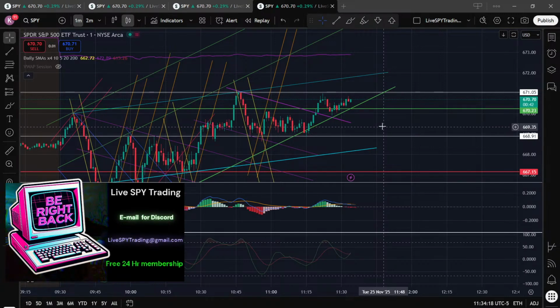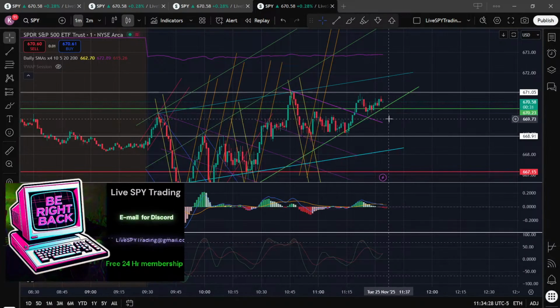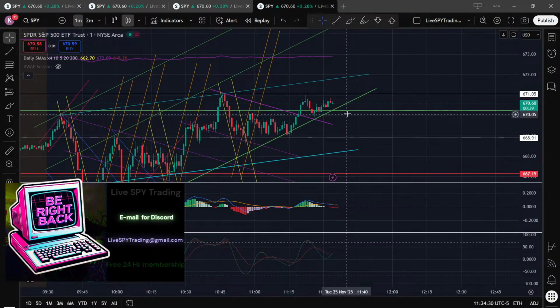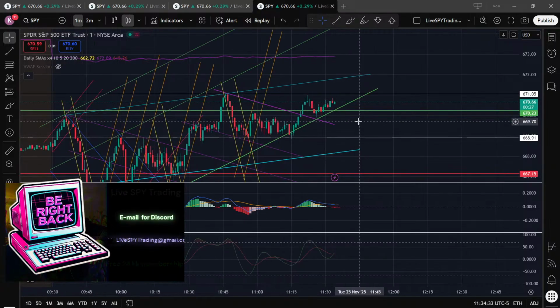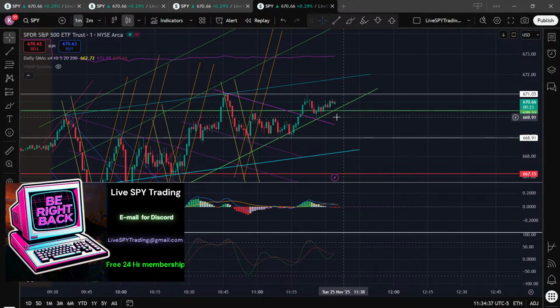Okay, also, if you took the Green Ranger, you got to protect your trade now, right? Don't let it go against you. If you're in profit now, do not let it go against you. At least collect your fees so you don't take any loss at all. If you took the break and retest of this green.